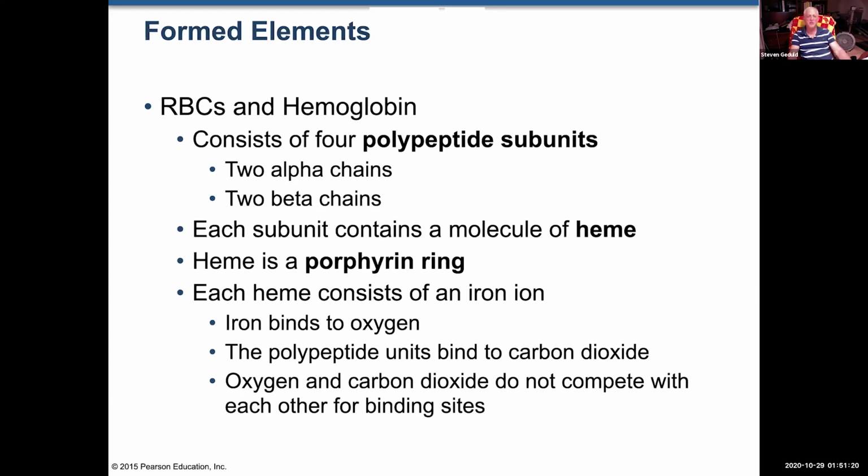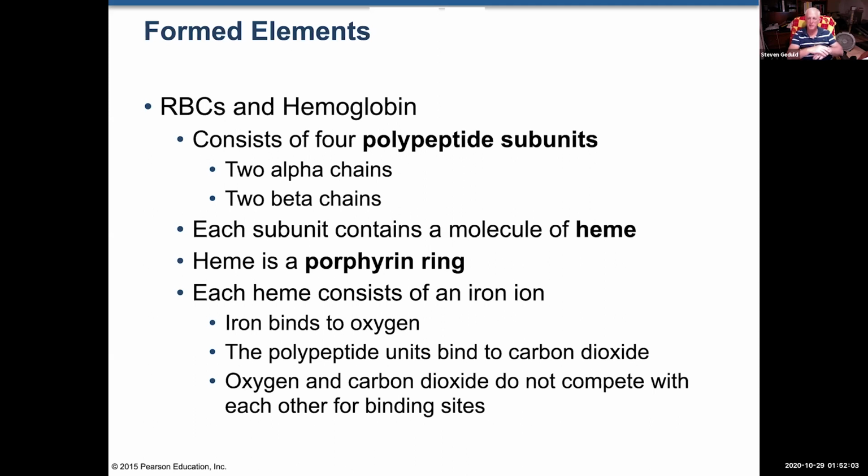Okay. Hemoglobin consists of 4 polypeptide subunits. Okay, there's 2 alpha chains and there's 2 beta chains. Each subunit contains a molecule of heme. Okay? Heme is a porphyrin ring. It's a ring structure that has multiple angles to it and then bonds into different structures. I can't draw on the screen, but I'll show you a picture of a porphyrin ring in just a second. So each heme consists of an iron ion. So you have an iron ion surrounded by the porphyrin ring that's suspended, and that's where your oxygen binds.